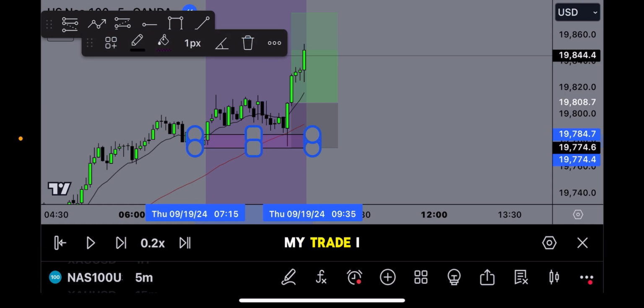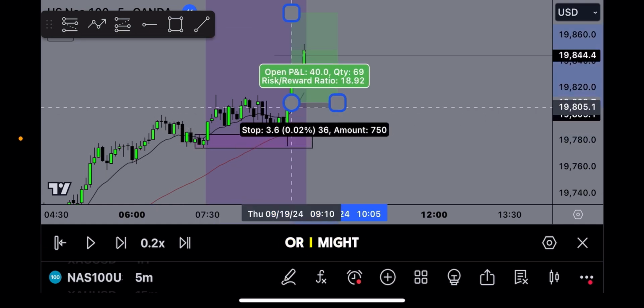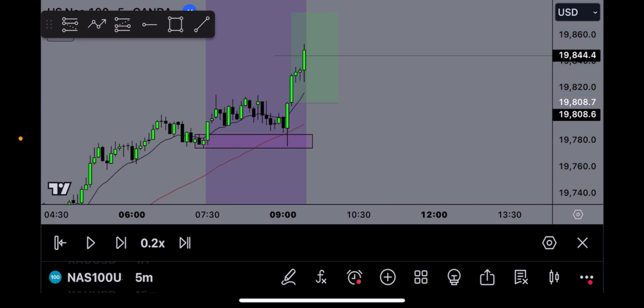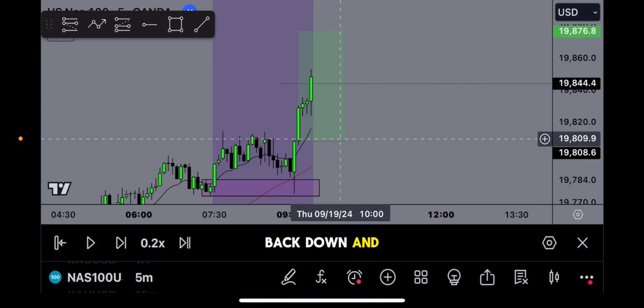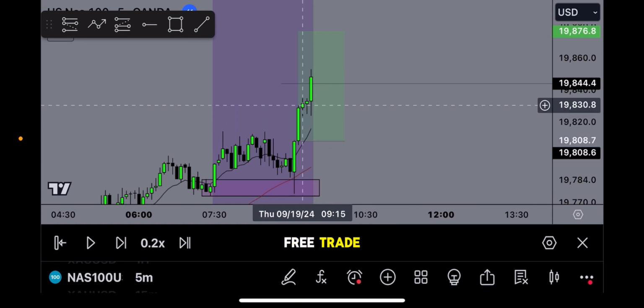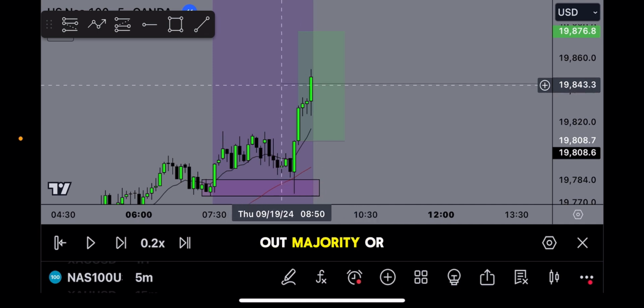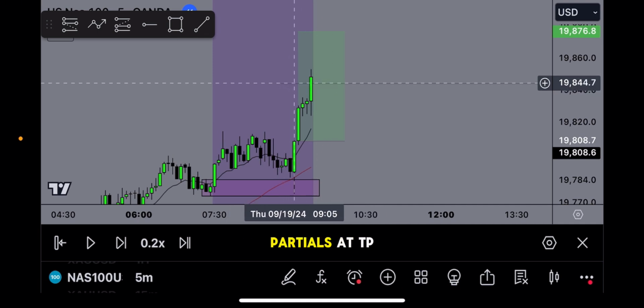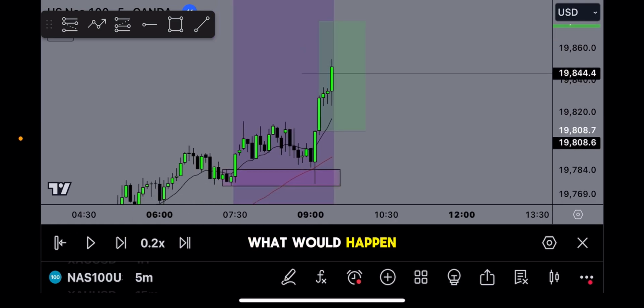Now the rest of my trade, I might move my stop loss lower, so now I'm risking less, or I might move my stop loss to break even. So now it's a risk-free trade, right? If price comes back down and hits my stop loss, I didn't lose any money, because now it's a break-even trade. Now it's a risk-free trade, and I'm already in profit because I closed out majority or partials at TP 1-to-1 or at TP1. Now let's see what would have happened.